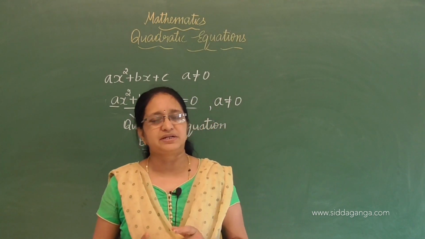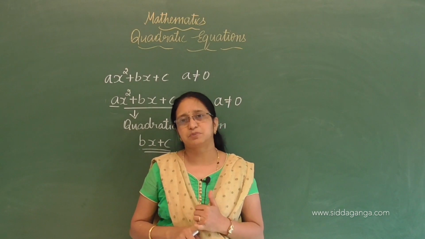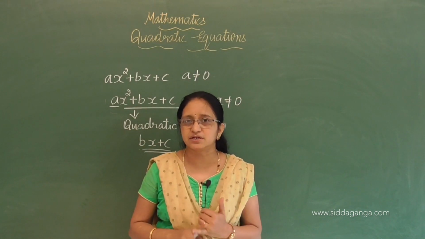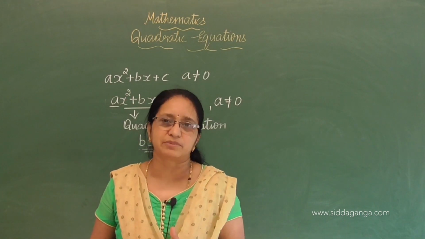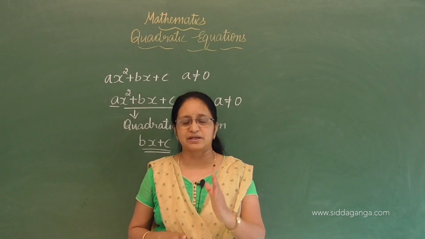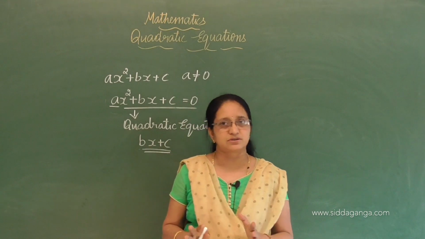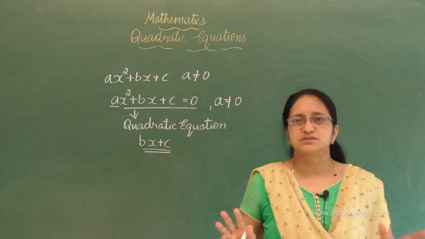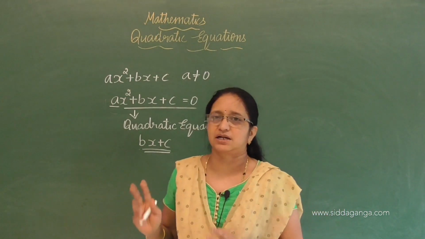One is splitting the middle term, which you have studied already. You are thorough with splitting the middle term, which you learned in 9th standard. The second one is applying the quadratic formula. The third one is finding the solution by the completing the square method. So there are 3 methods to find the solution. That solution part we are going to learn in the next class.